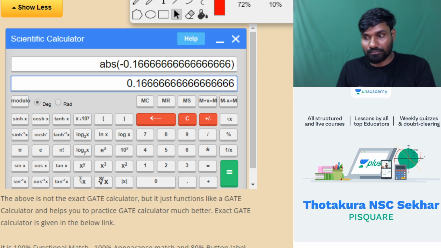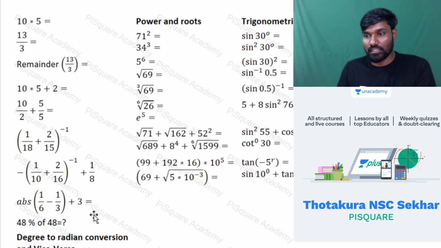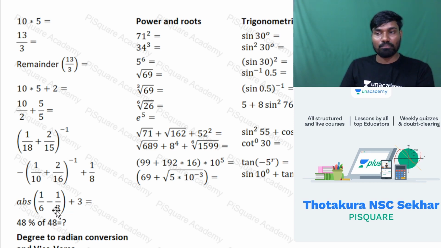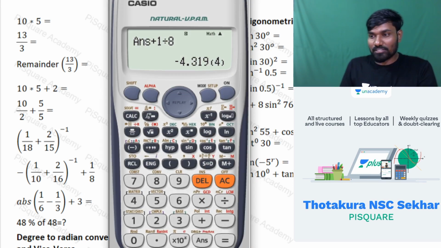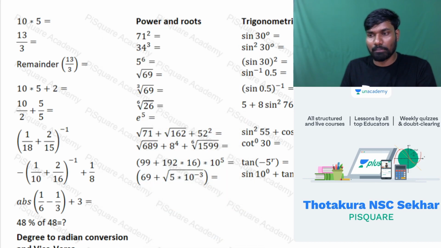Next operation. What is the next operation? 48% of 48, how much is it? Interesting one. 48% of 48. What does it mean actually? 48% of 48 means what?